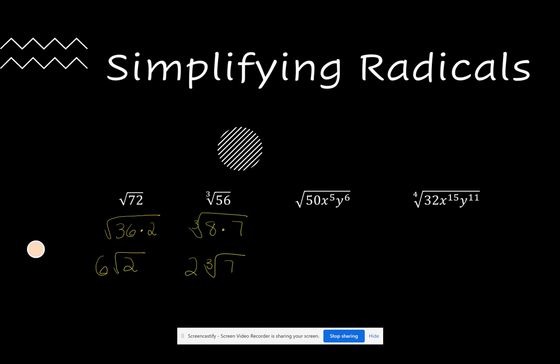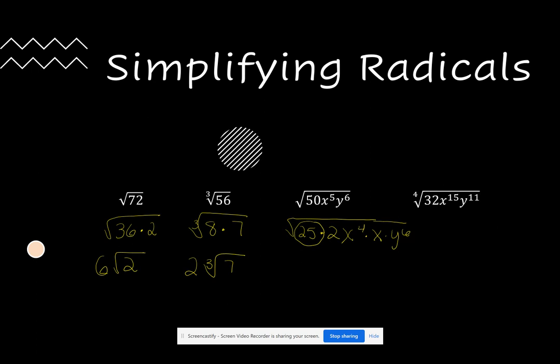Now we have our variables. So for the square root of 50, with variables, I'm going to rewrite a bunch here. 25 goes into 50, so it's 25 times 2. And I always like to rewrite all my variables so that they have even exponents. We need these to be divisible by 2 to be able to take them out for perfect squares. So x to the fifth is x to the fourth times x, and x to the fourth can be taken out because it's a multiple of 2. And y to the sixth just stays the same because it's already a multiple of 2.